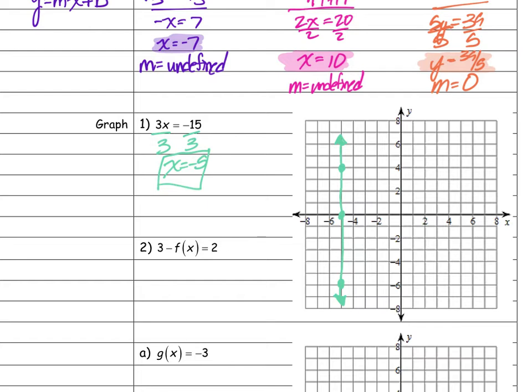Okay, and then the next one says 3 minus f of x equals 2. So I need to solve for f of x, minus f of x equals -1. So if negative f of x equals -1, positive f of x is going to equal +1. And another word for f of x happens to be y, right? So this means I'm going to go on my y-axis at 1.